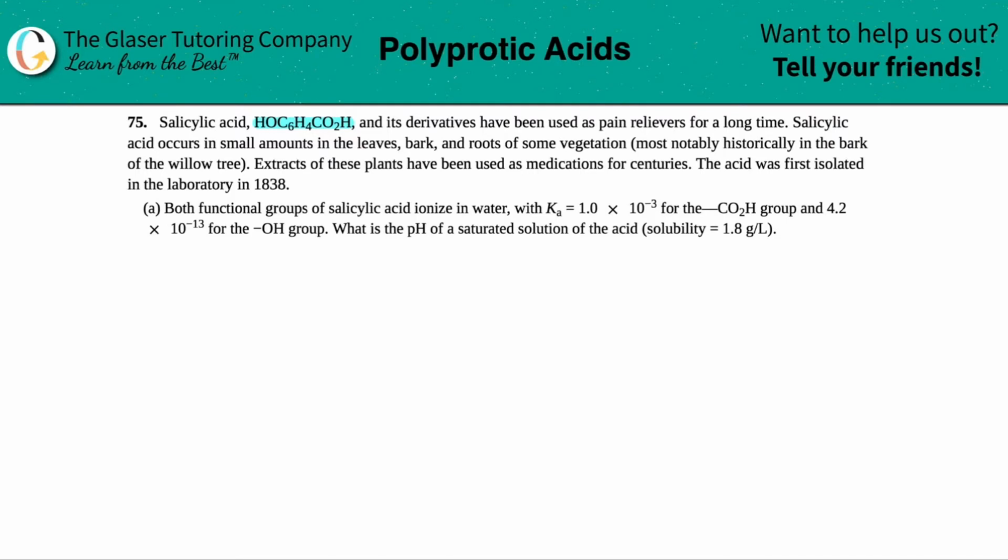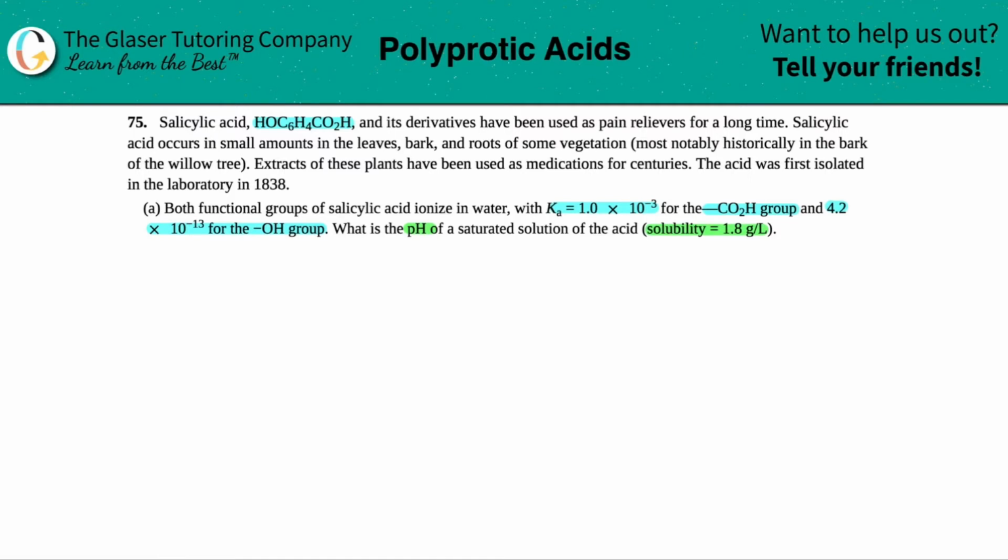Fascinating. But now let's get to the good stuff. Letter A. Both functional groups of salicylic acid ionize in water with the Ka of 1.0 times 10 to the negative third for the CO2H group and 4.2 times 10 to the negative 13th for the OH group. What is the pH of a saturated solution of the acid? And they tell us that the solubility is 1.8 grams per liter.